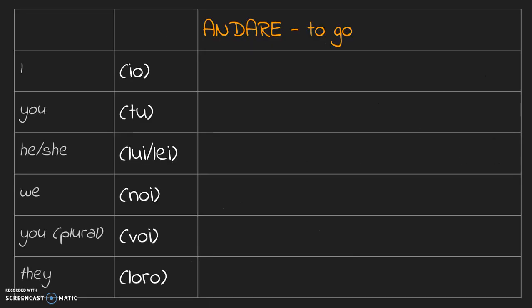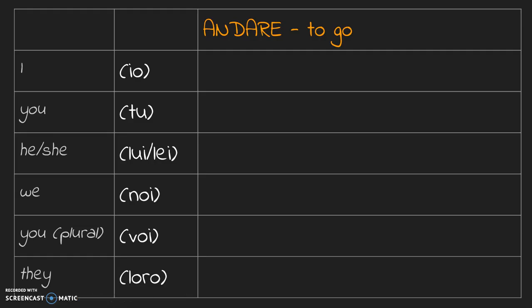Okay, so let's look at how the verb andare is conjugated. And remember, conjugation simply means how a verb changes depending on who it is that we're talking about. So here we have a verb table, and on the side we've got our subject pronouns. These are here in Italian and in English, just to remind you. Io, I, tu, you, lui or lei, he or she, noi, we, voi, you plural, all of you, and loro, they.